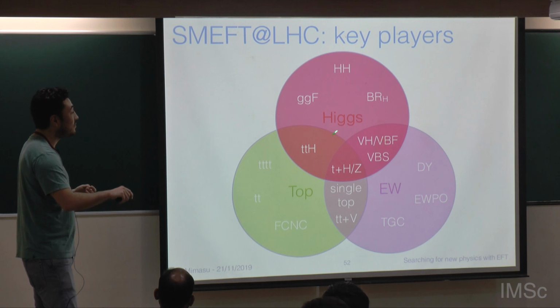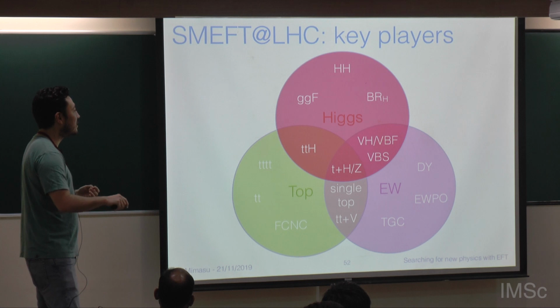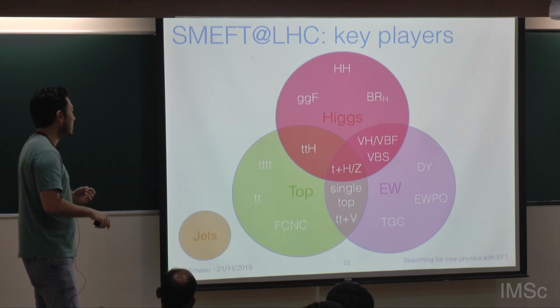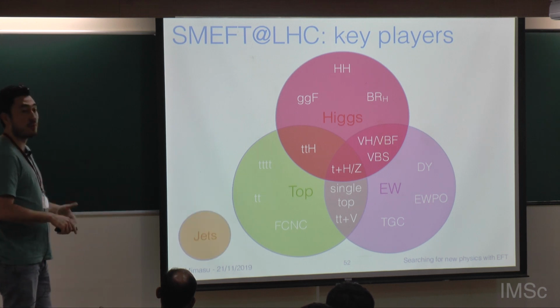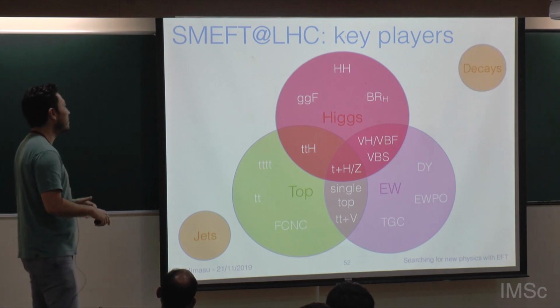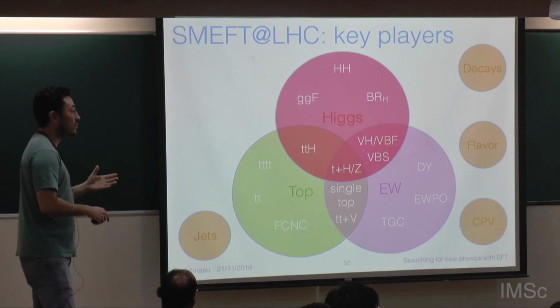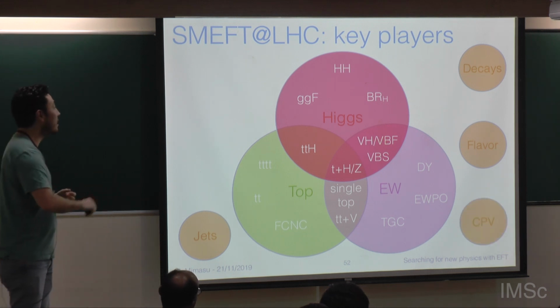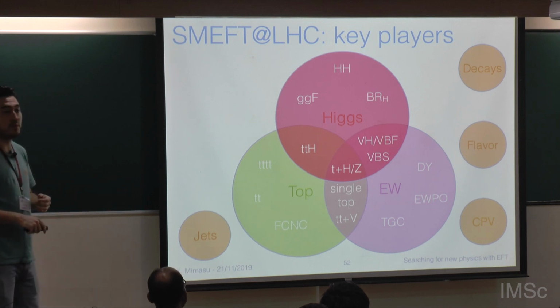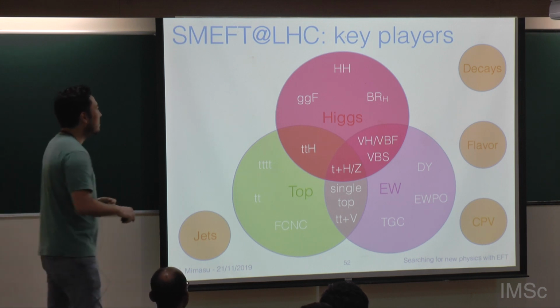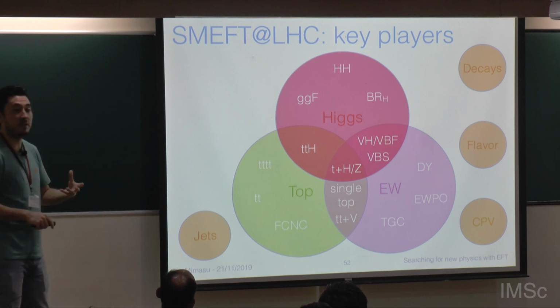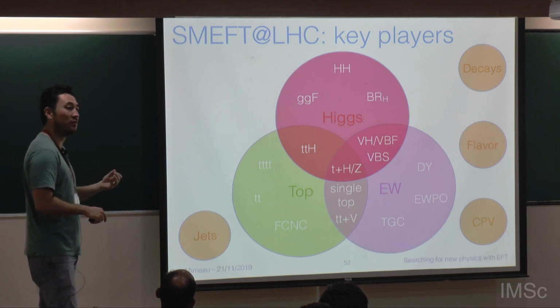And then you have even more interesting processes which lie right in the middle of this Venn diagram, like single top plus Higgs or Z, which really probes all the different interactions among these three particles. Not to mention the fact that there are lots of measurements involving jets, multi-jets, W plus jets, the decays of various particles, flavor measurements, and of course searches for CP violation as well. All of these can be used in principle, and have been used in part, to assess the compatibility of the Standard Model EFT hypothesis and measure the coefficients of this theory.